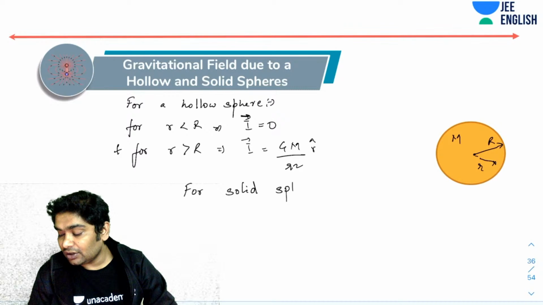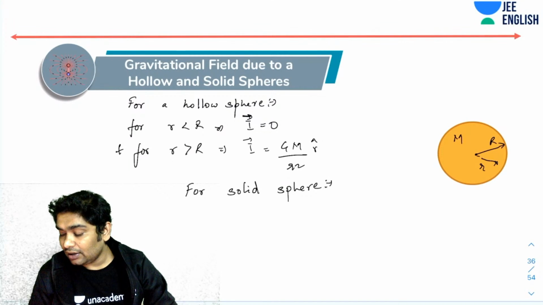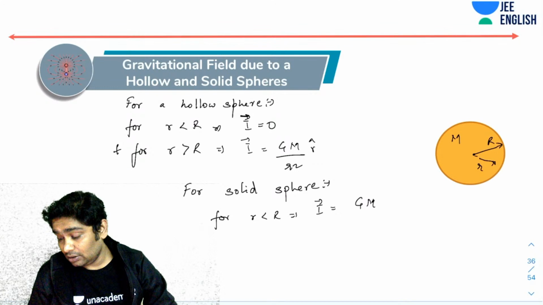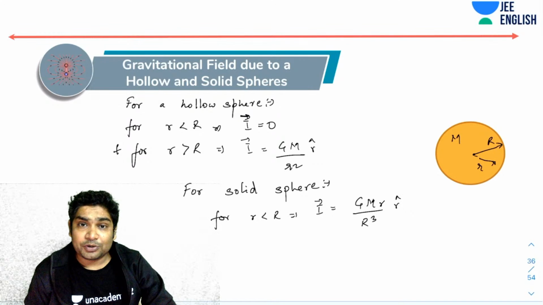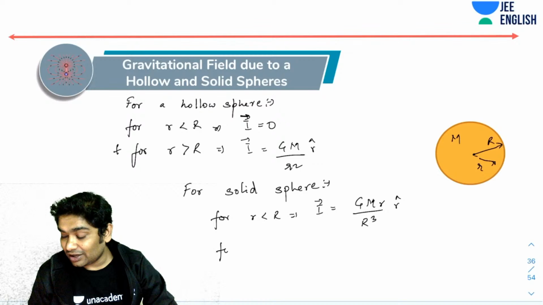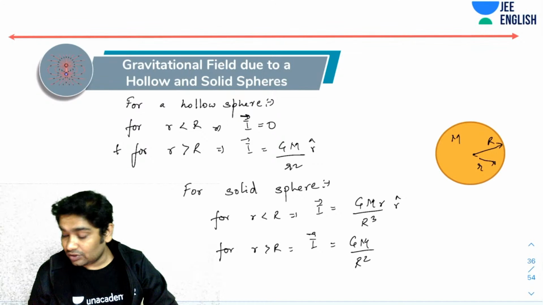For a solid sphere, the equations become, for r less than R, I vector equals G M small r over R cube times r cap. Again, not showing you the derivation. If you want to see the derivation, you can attend the lectures when I take them for class 11. This is a revision class, so we are just quickly going over the formulas.